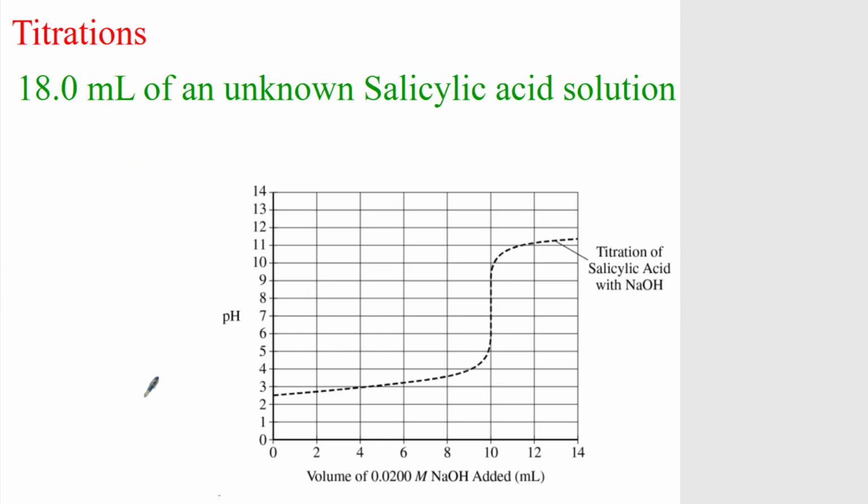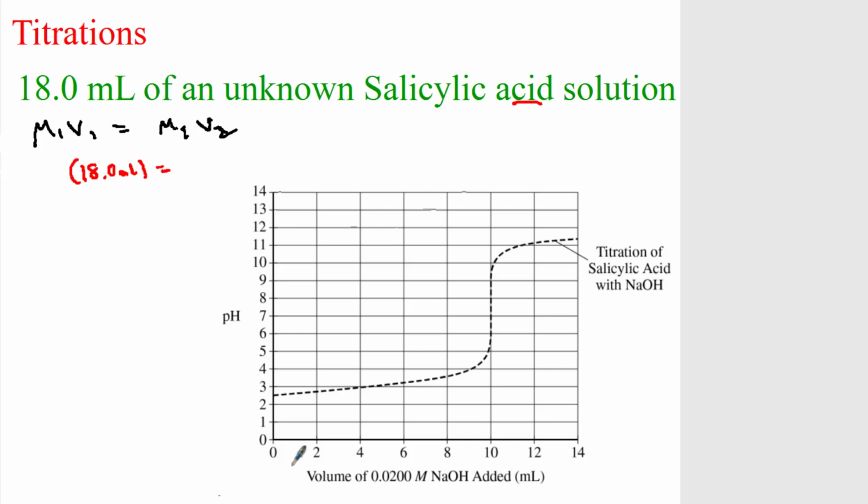And so let me give you an example of what a problem would look like. Here we have 18 milliliters of salicylic acid. So we know when we take M1V1 equals M2V2, and I'm going to put the acids on one side. I know the volume of my acid is 18.0 milliliters. That is my acid right here.